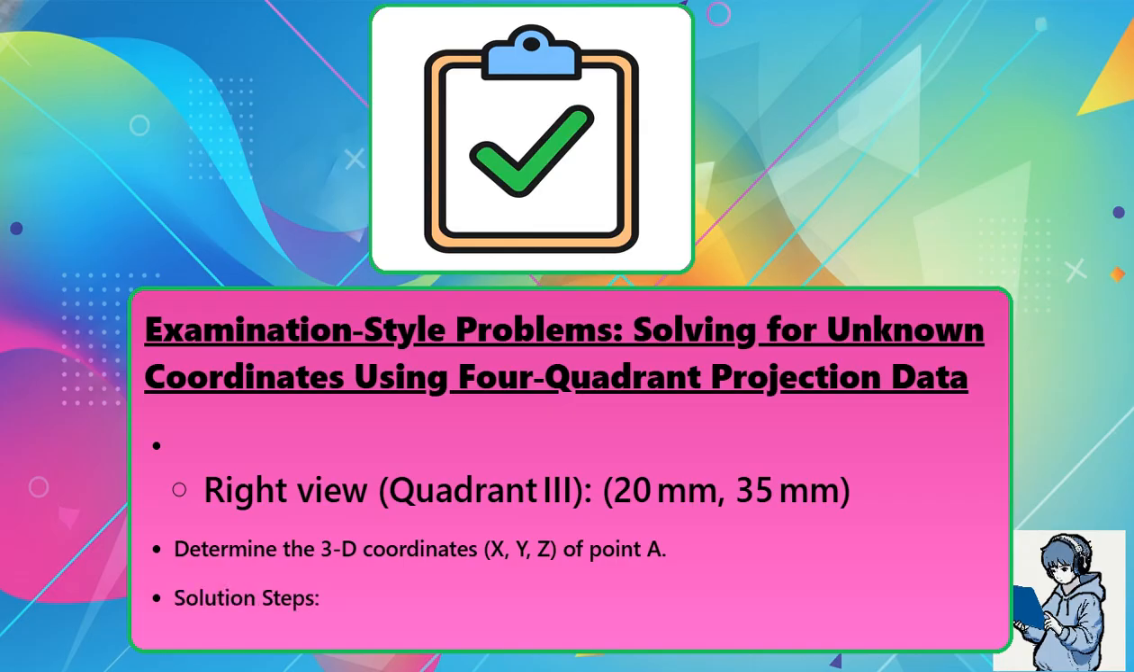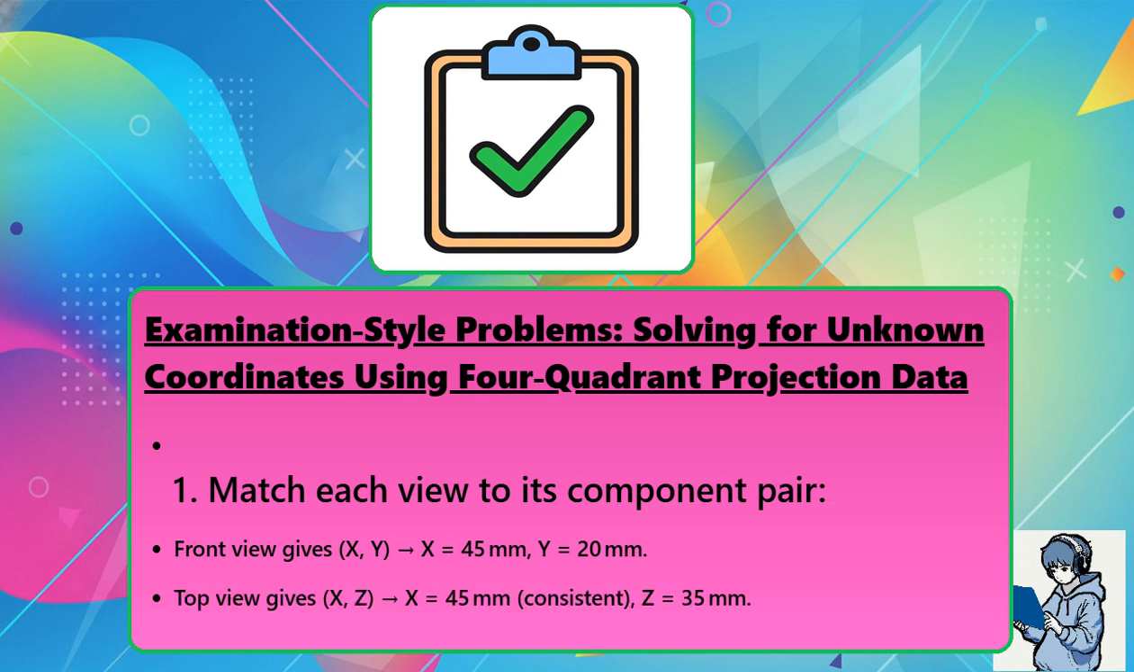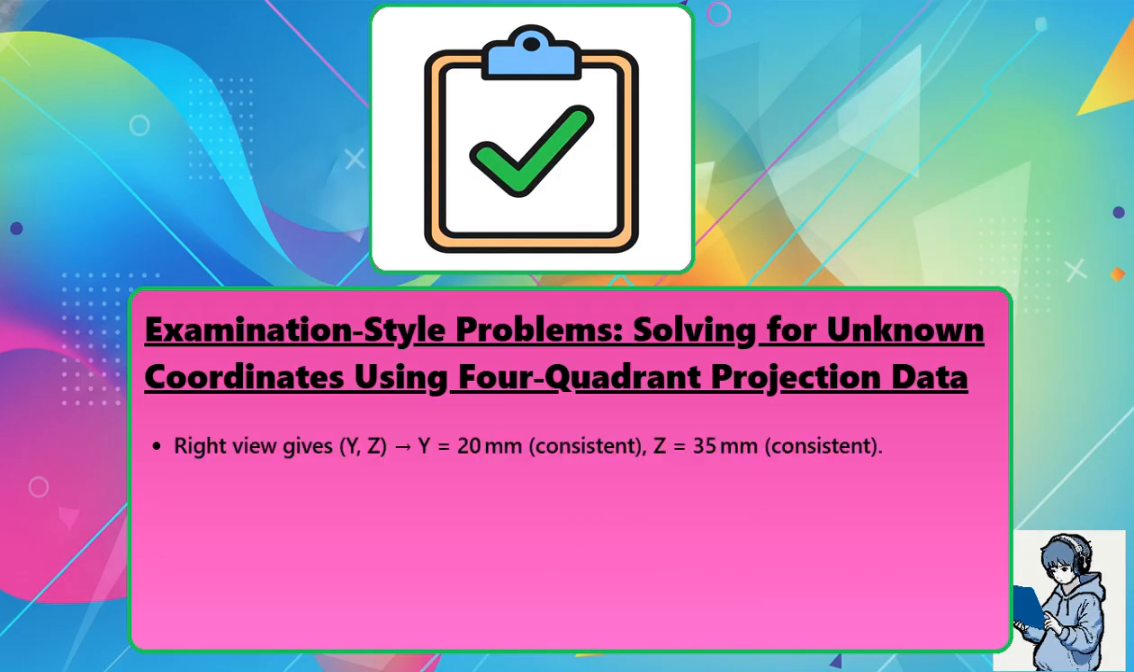Solution steps. Step 1. Match each view to its component pair. Front view gives x, y: x equals 45 mm, y equals 20 mm. Top view gives x, z: x equals 45 mm consistent, z equals 35 mm. Right view gives y, z: y equals 20 mm consistent, z equals 35 mm consistent.